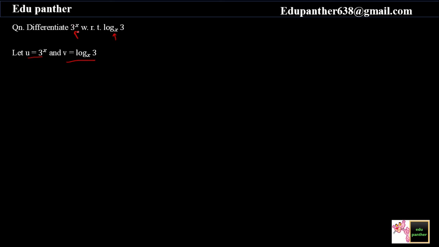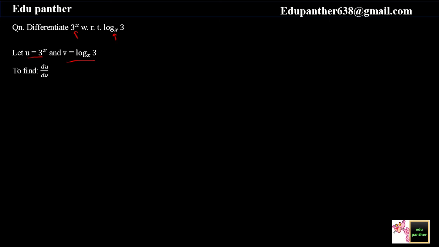So what we have to do here, we have to differentiate 3 raised to x with respect to log 3 with base x. That means we have to differentiate u with respect to v. So what we have to find here is du by dv, and what formula should we use here? As we can notice, u is written in terms of x and v is also written in terms of x. This variable x is there. So we can say it is a parametric equation, and here x is taken as the parameter.